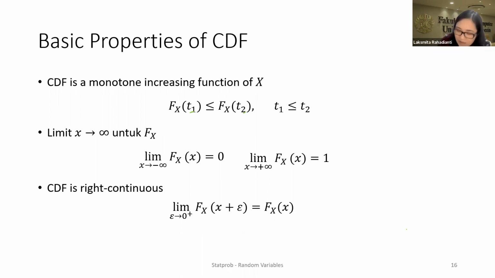That is consistent with the property of probability that cannot have a value larger than 1, and also the axiom that says that the sum of the probability of all possible events will be equal to 1. CDF is also right continuous.